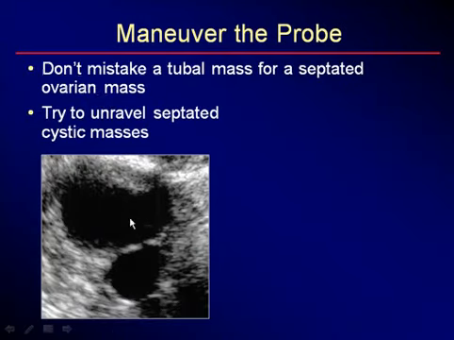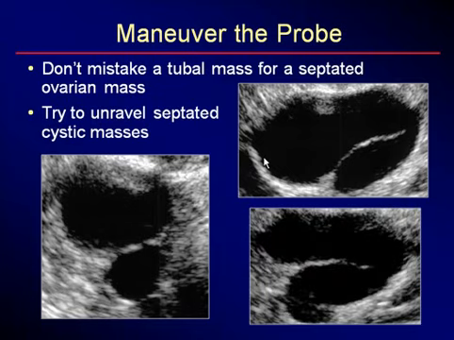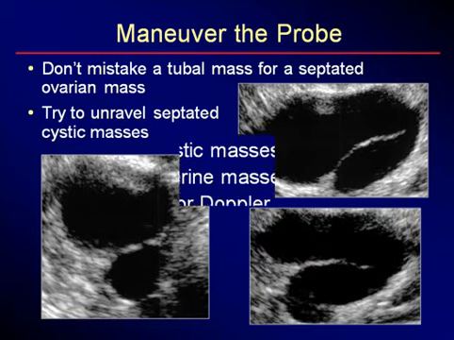Again, a mass that looks like a septated ovarian mass. But when we move the probe around, twist and turn, we unravel this mass, and we realize that it's a hydrosalpinx and not an ovarian mass at all.